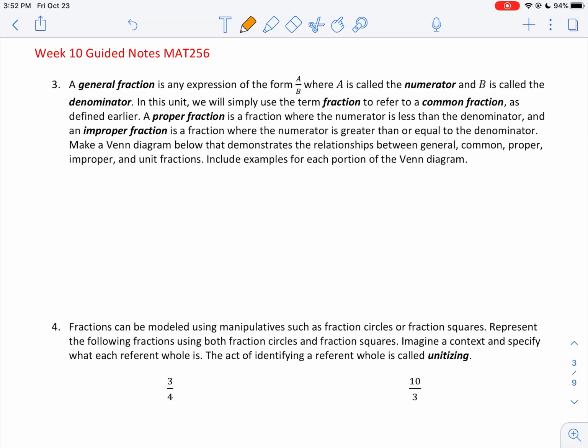Let's just talk about what fractions are in general. A general fraction is any expression of the form capital A over capital B, where capital A is called the numerator, capital B is called the denominator. And capital A and capital B can be anything. They don't have to be whole numbers, they don't have to be even numbers. And we can still call the thing a fraction. In this unit, we will simply use the term fraction to refer to a common fraction, as defined earlier.